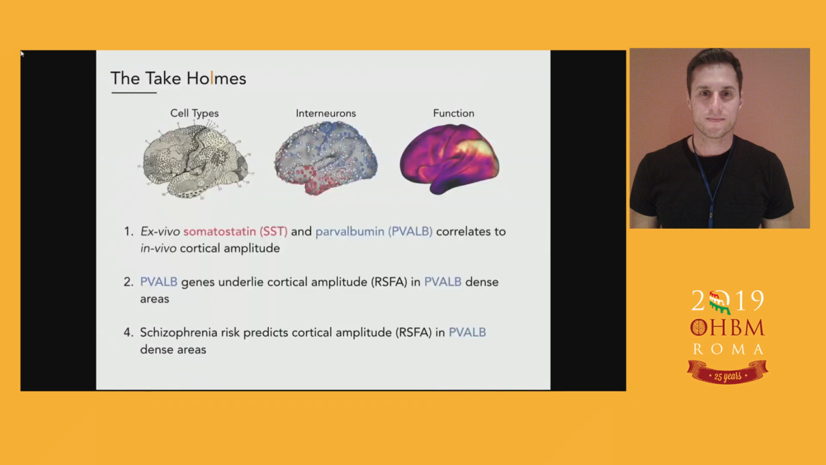So to conclude, I've shown you that post-mortem measurements of somatostatin and interneuron distributions closely correlate to cortical signal amplitude, indicating their possible role in this functional phenotype. And I've also shown you that we can leverage genetic information to at least begin to make some kind of cell type specific inference, and that parvalbumin interneurons may be particularly important for bold signal amplitude. Finally, parvalbumin interneurons could be particularly important for functional correlates of schizophrenia liability.